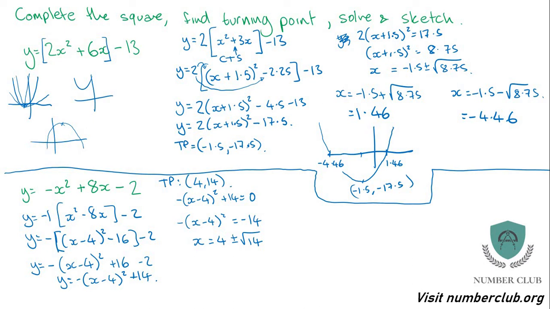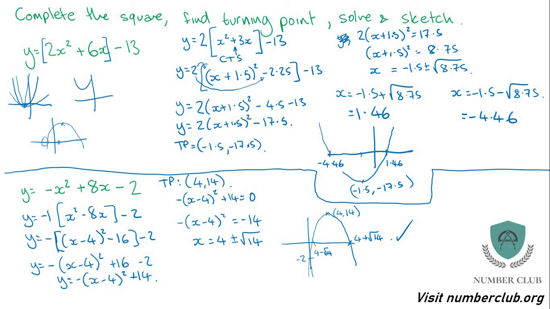Root 14 though is less than 4, and so it's not going to be a solution over on this side. It's going to be over on this side. So what I know is that I'll have my turning point, which was 4, 14, and I'm going to have an N-shaped quadratic, also because the y-intercept's negative 2. I know that I'm going to get something that's going to look like that there. Well, this is 4 minus root 14, and this one is 4 plus root 14.